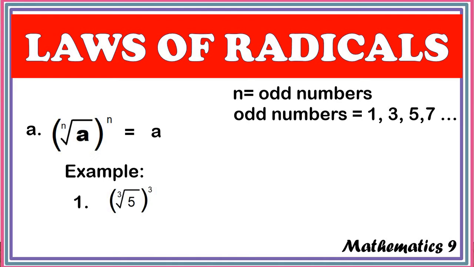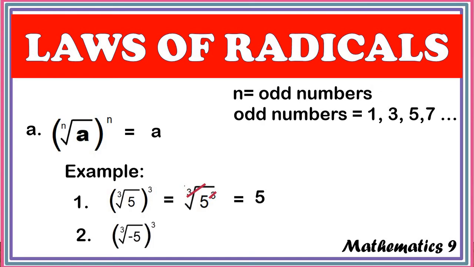Okay, so let's have an example. We have here the cube root of 5 raised to 3. So, pwede mo siyang isulat as cube root of 5 raised to 3. So, kung mapapansin nyo dito sa first law of radical, yung ating index at yung ating exponent ay parehas. So, kaya siya ay makakancel. At kung ano ang value ng a mo or yung base mo, yun din ang magiging sagot mo.